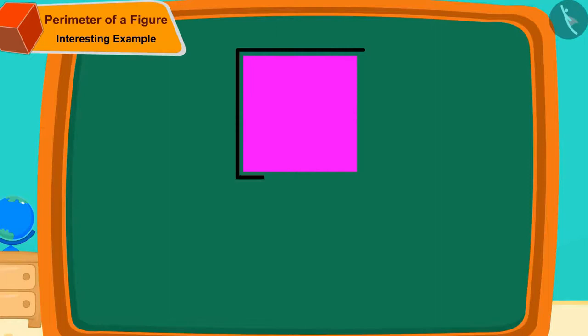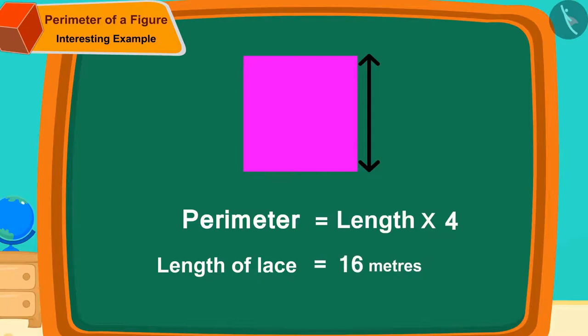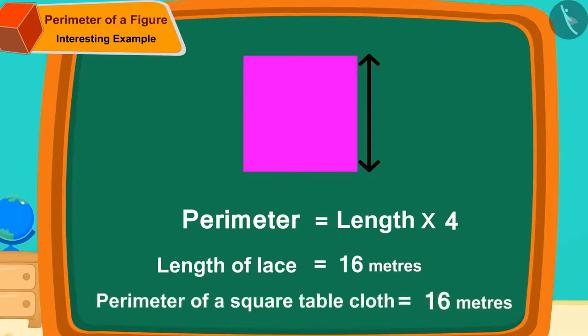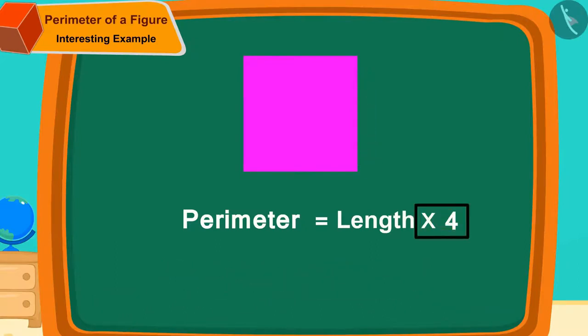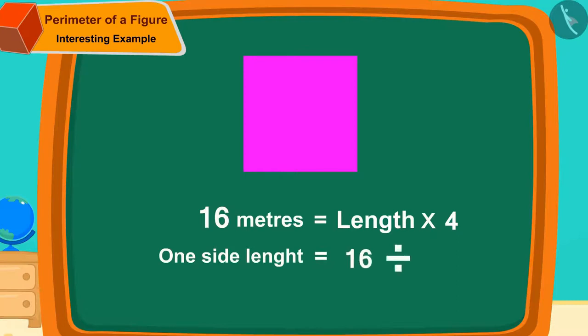So, to find the perimeter of a square shape, we can simply multiply the length of any one of its edges by 4. The length of Bannu's lace is 16 meters. It is exactly equal to the perimeter of a square-shaped tablecloth. In other words, 4 times the length of one side of the tablecloth is equal to 16 meters. Therefore, the length of one side will be 16 divided by 4. That is 4 meters.